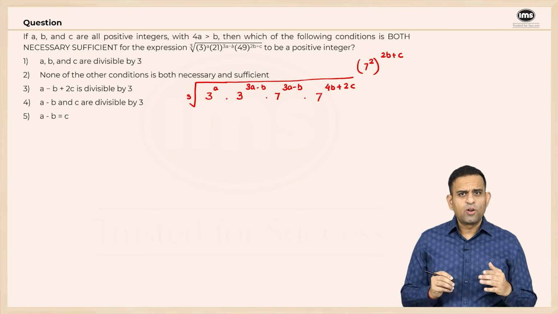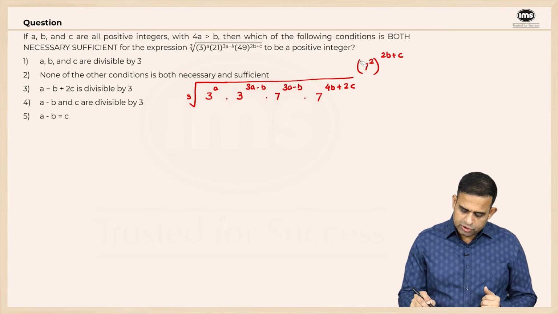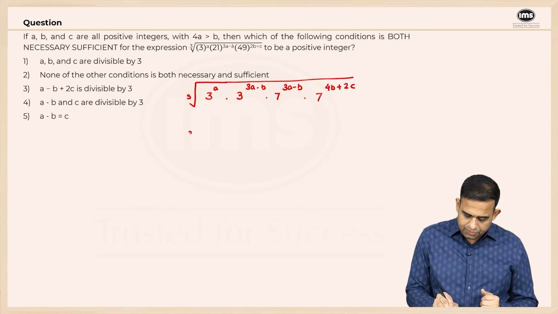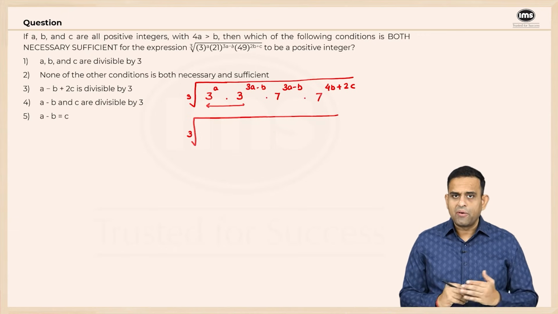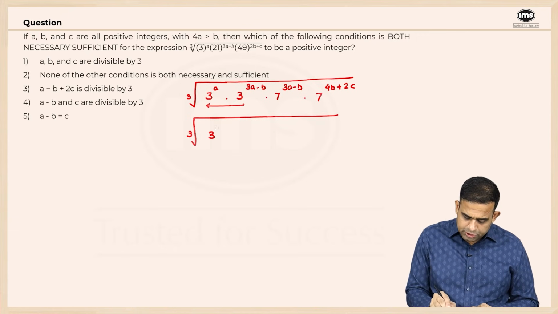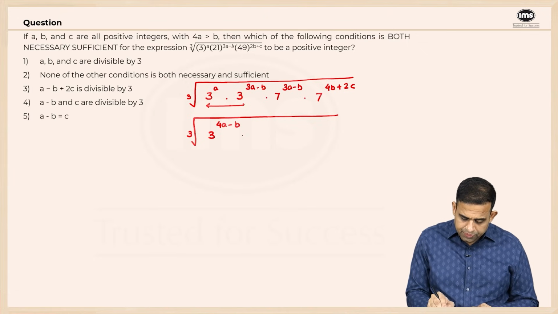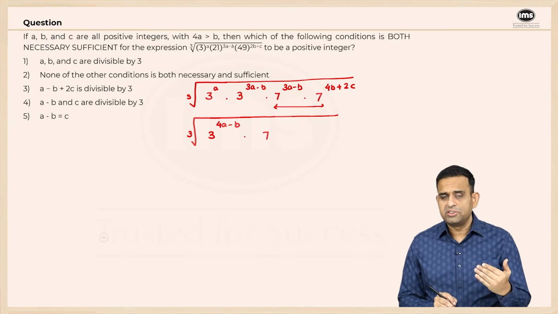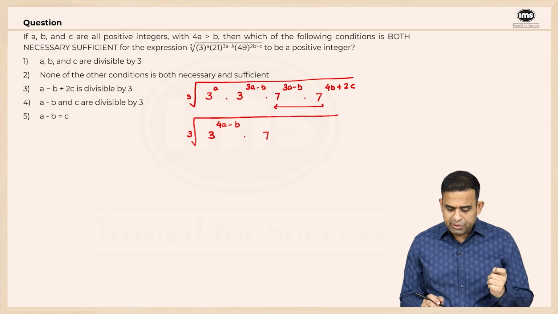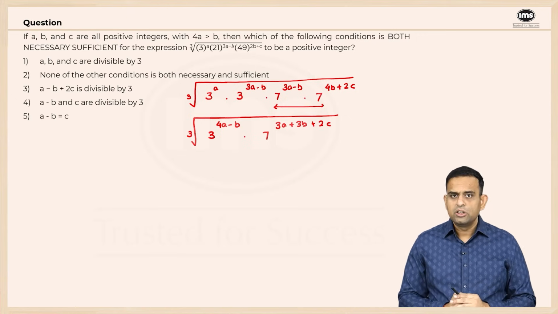And now we know the basic law of indices. If I multiply two terms with like bases, the powers can simply be added. So next will be the cube root of, if I look at these two terms over here, these two powers can simply be added. So 3 raised to a plus 3a minus b will become 4a minus b. If I now look at the next two terms, because they are 7 raised to something, here again 3a minus b plus 2b plus 2c will become 3a plus b plus 2c.